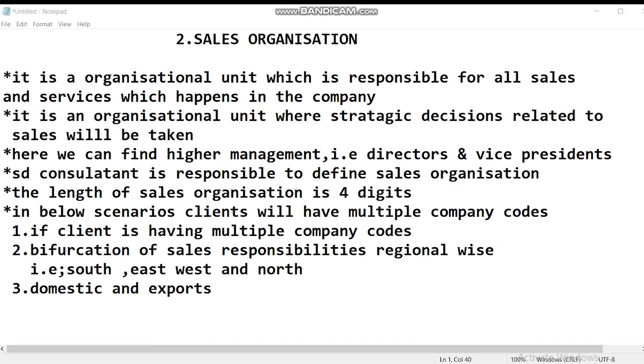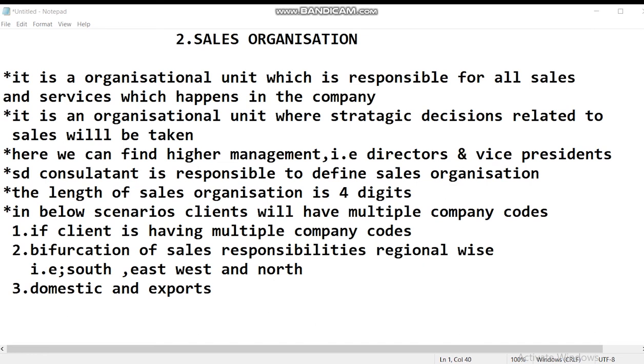The length of the sales organization is 4 digits. So don't confuse what is the length of length. And in the previous one, company code, I also told you the length of the company code is 4 digits. 4 digits is nothing but you can take alphanumeric or numeric, whatever it may be.